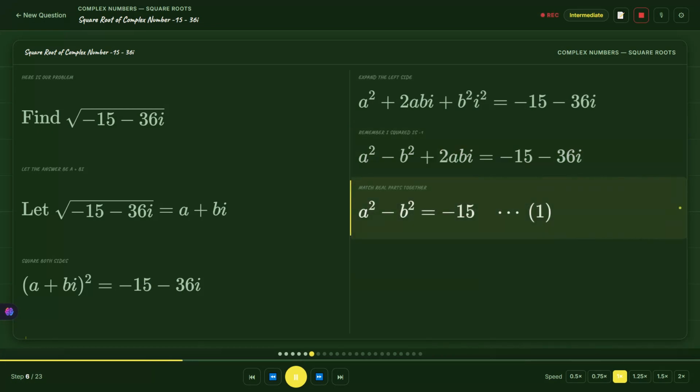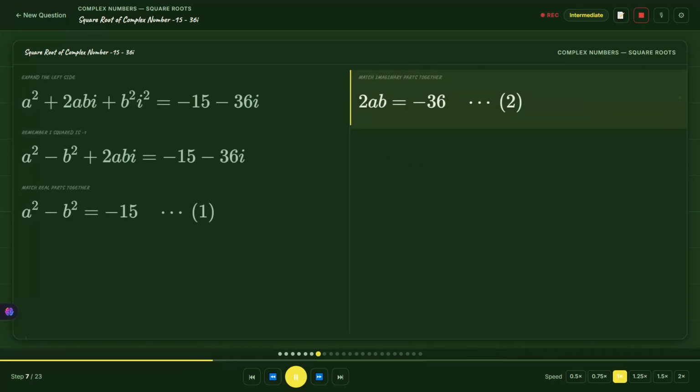Now let's match the pieces. The real number part on the left is a squared take away b squared. On the right, the real part is -15. So they must be equal. Next, the imaginary part on the left is 2ab. On the right, it's -36. So 2ab equals -36. Now we have two little puzzles to solve.